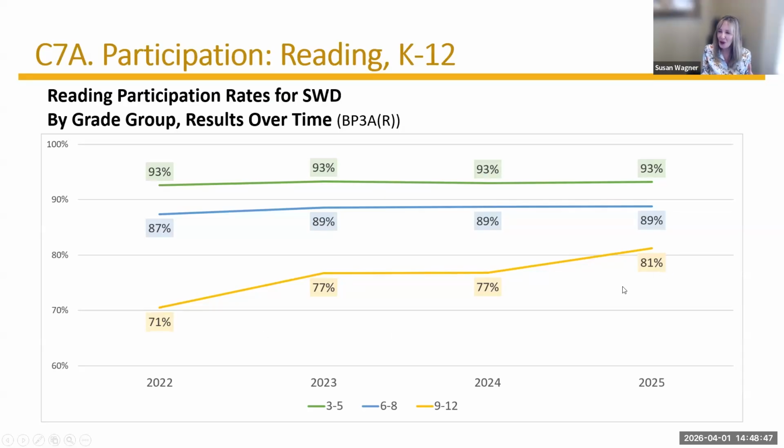So all of you who have grade 9 through 12 students with disabilities in your LEA, thank you for getting this rate up. It has also increased a little bit for grades 6 to 8 from 87% to 89%, and it's leveled out for grades 3 to 5. Now, nationally, we're required to get it at that 95% rate. So that's why we still want it to get higher, but it has increased for these lower grades.